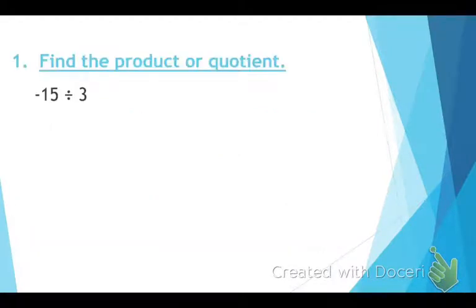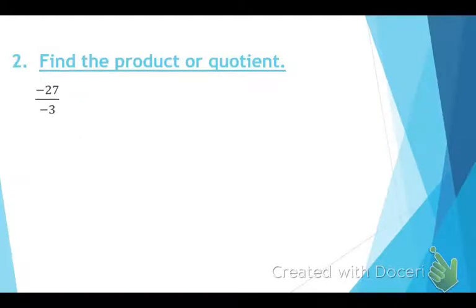All right, for this one, you are finding the product or the quotient. Okay, it says negative 15 divided by 3. Guys, how many negatives do you see? One. That's an odd amount of negative signs. Looks like everyone got it correct. The correct answer was negative 5. All right, problem number 2.